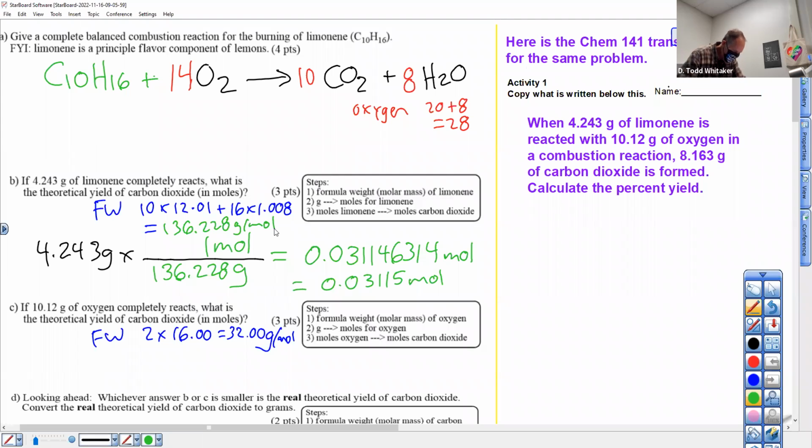I'm sorry, say it again. Oh, we didn't finish, the question is what she was correctly saying. We figured out the moles of limonene. That's all we did, right?